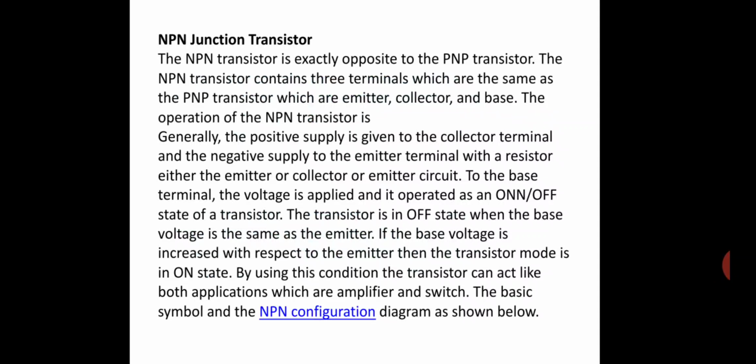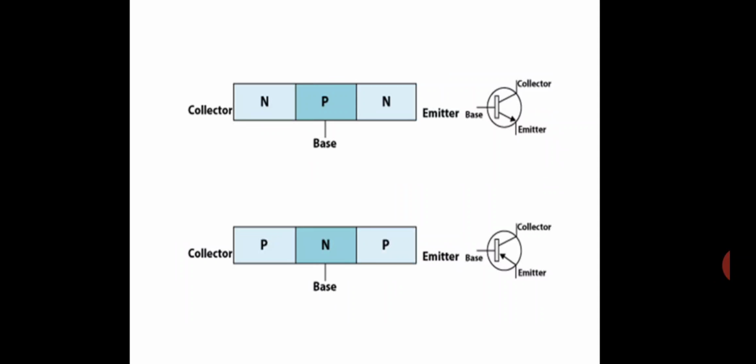The transistor is in the off state when the base voltage is the same as the emitter. If the base voltage is increased with respect to the emitter, then the transistor is in the on state. By using this condition, the transistor can act in both applications, amplifier and switch. The basic symbol and the NPN configuration are shown in the figure. Collector and emitter are N type and base is P type.